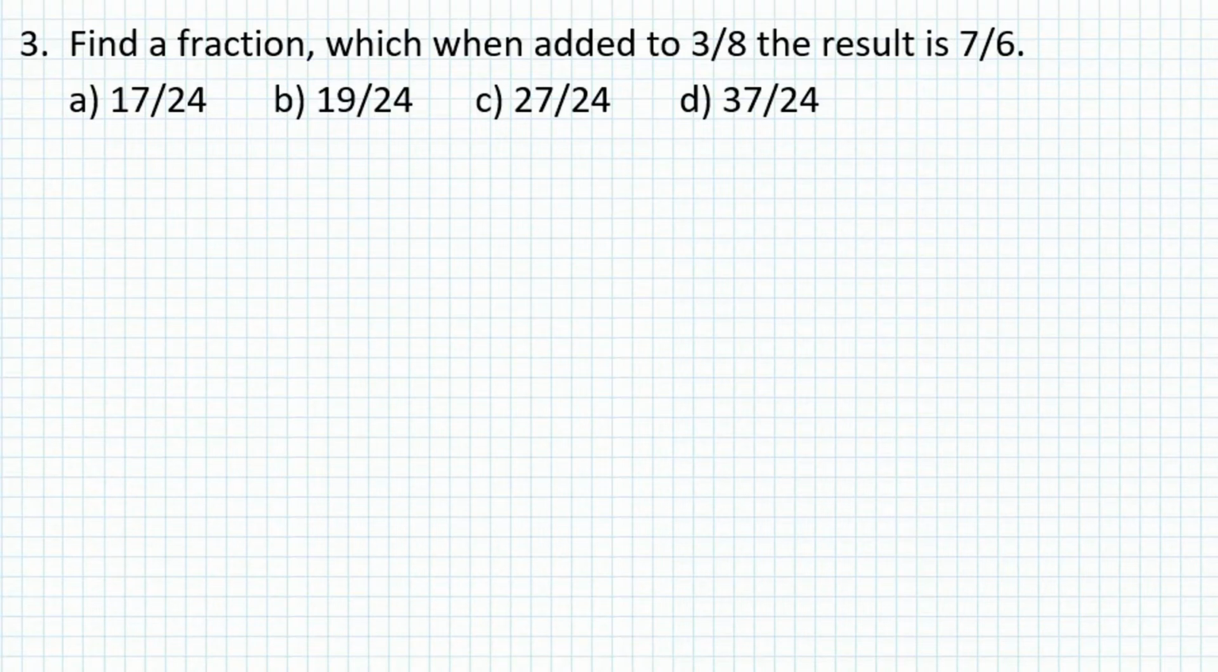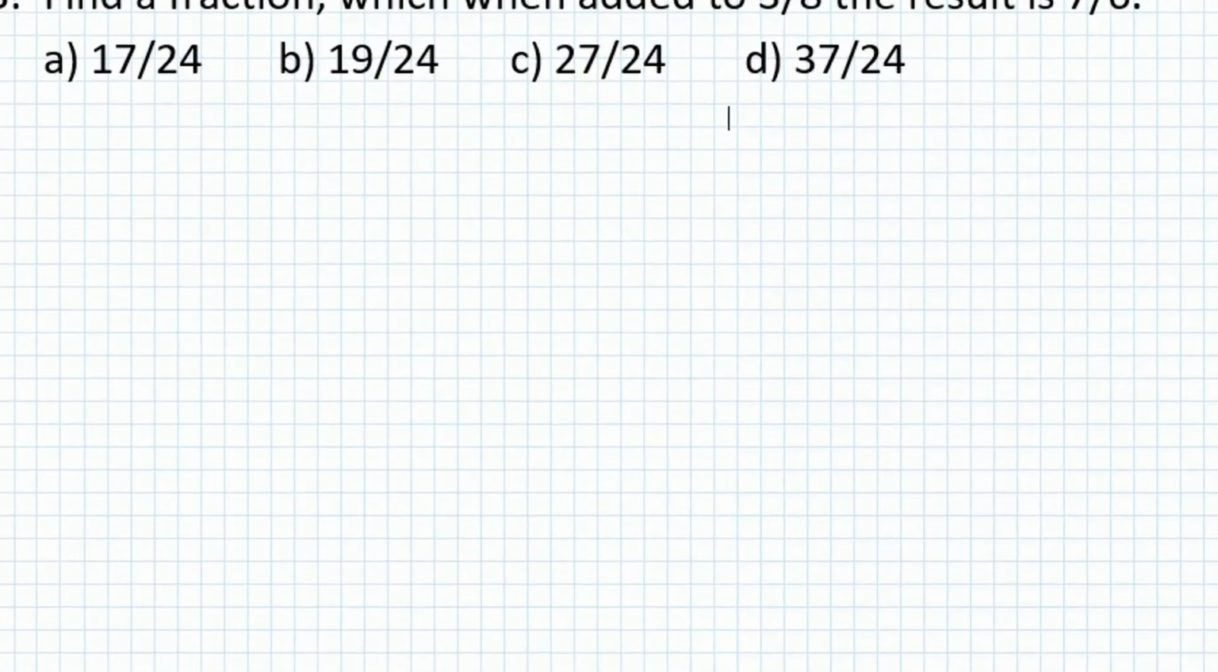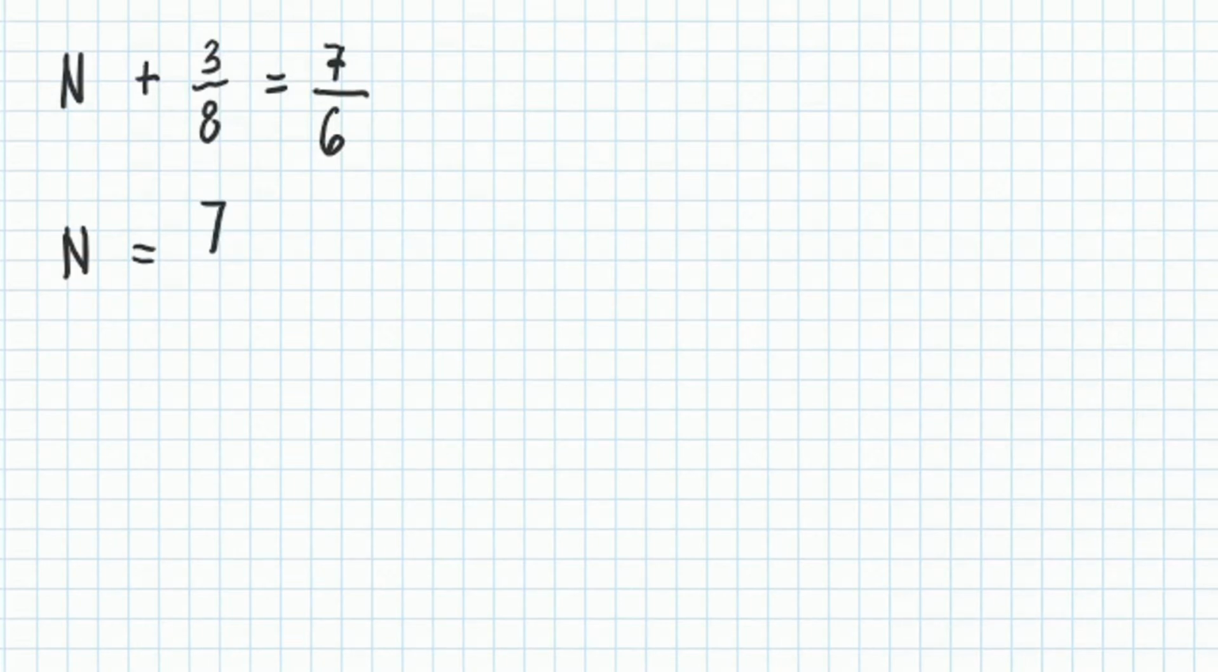Problem number 3. Find a fraction, which when added to 3/8 the result is 7/6. Let's represent the unknown fraction as n. It is stated in the problem that if you add 3/8 to this fraction, the result would be equal to 7/6. So, to get the answer, we just have to subtract 3/8 from 7/6.